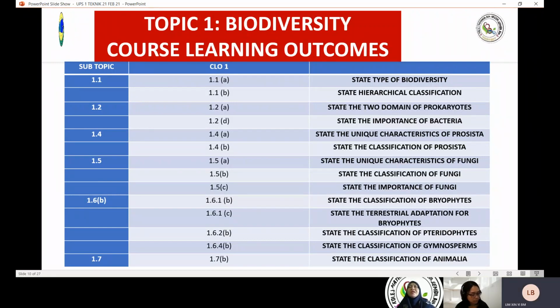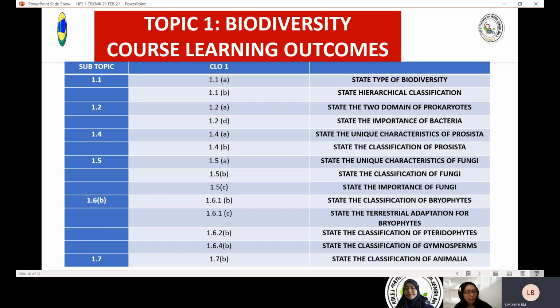Automatically, if teacher mention type of biodiversity, automatically in your mind, if you really get it during your lesson, there are 3 types. Am I right, Madam Lim? Terus je you boleh tahu dah. If you say state type biodiversity, automatically you can know what the question will ask you. The question will ask you what are the 3 types of biodiversity when you start learning your 1.1.